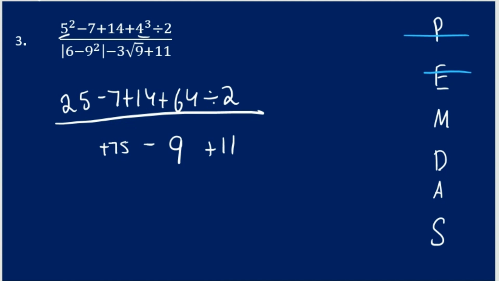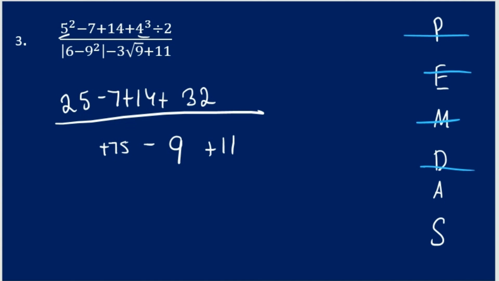Okay, now that we got everything into normal form with the normal signs of addition, subtraction, multiplication, and division, we can go ahead with how we usually do it. Okay, so first let's see in the numerator anything division or multiplication. There is 64 divided by 2. And 64 divided by 2 is going to be 32. And now, there's no multiplication, so that's out. And we already just did division.